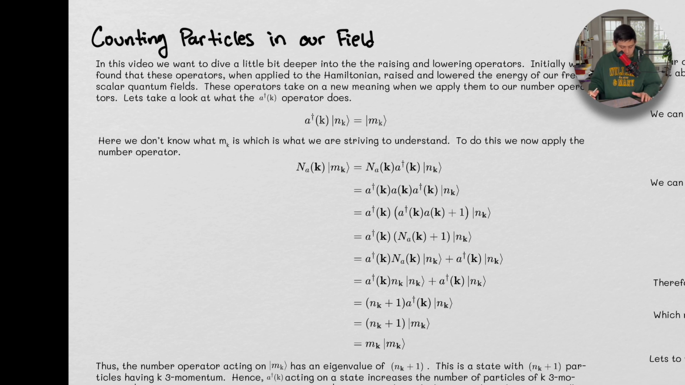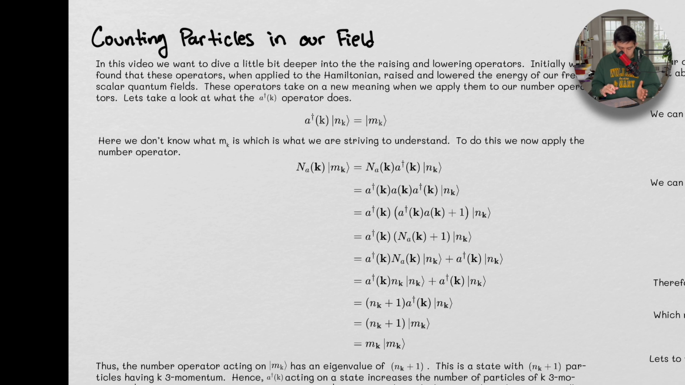So, in this video, we want to dive a little bit deeper into the raising and lowering operators. Initially, we found that these operators, when applied to the Hamiltonian, raised and lowered the energy of our free scalar quantum fields, complex valued quantum fields. And these operators take on a new meaning when we apply them to the number operator.